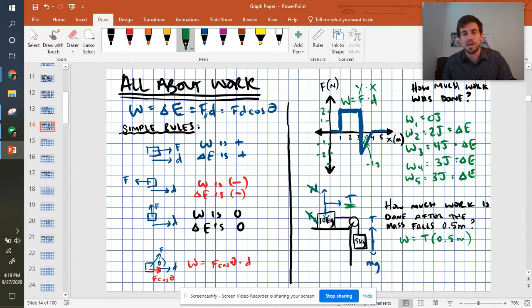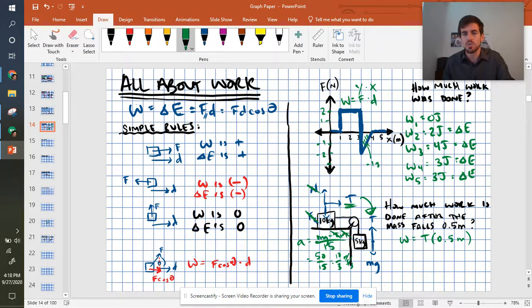I can say that my acceleration for my whole system would be mg minus T plus T. That's all the forces working in like this curved axis here, all over the total mass of 15. The tensions cancel because those are internal forces, and I just get 50 over 15, which is equal to, I think, 10 thirds. 10 thirds meters per second squared.